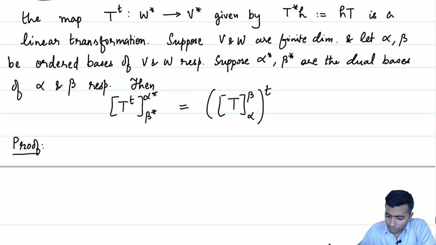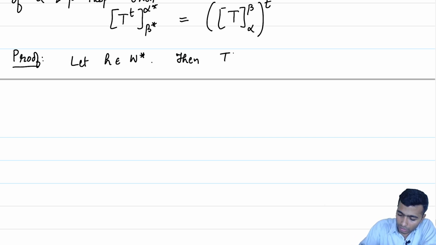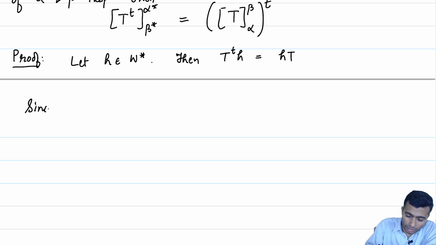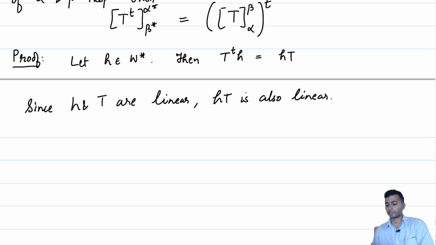So, let us first prove the first part of the theorem. Let H be an element of W star, then T transpose H is equal to H times T. It is a linear transformation; both H and T are linear, and HT is also linear. Composition of linear transformations is a linear transformation.